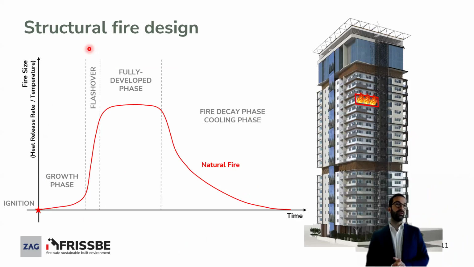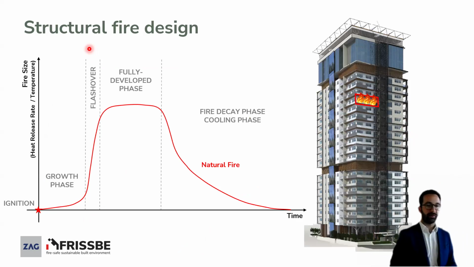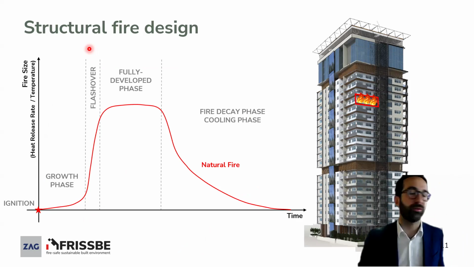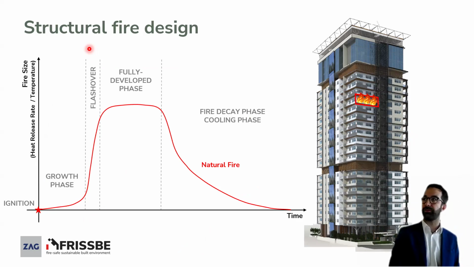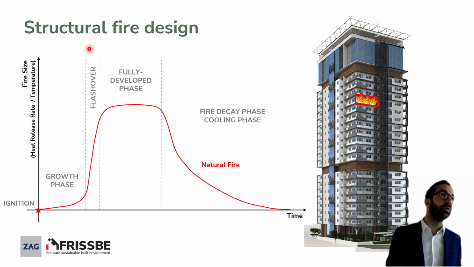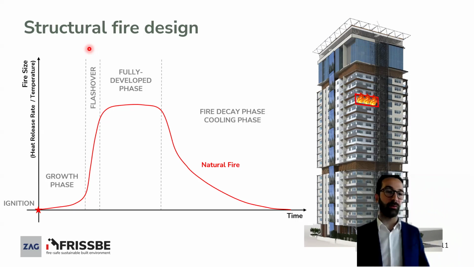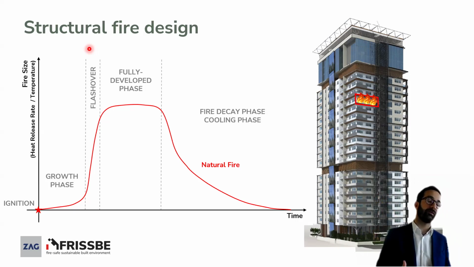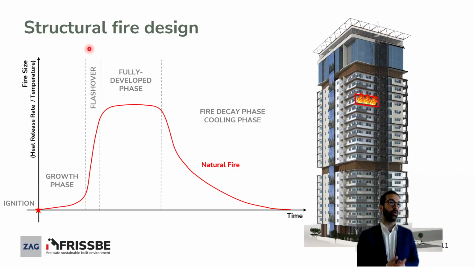So the common approach is that if we take what we call a natural fire, a fire that is composed of different phases, we start from ignition, then from ignition we have a growth phase. If the conditions are such, we would possibly achieve flashover, where all the fuel within the compartment will burn and contribute to the fire. Then we have a phase of fully developed fire, and then follows the fire decay and cooling phase.